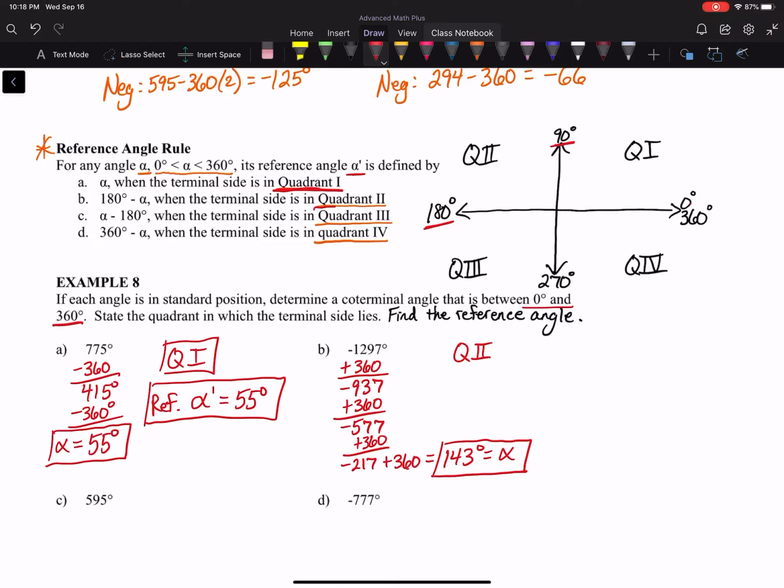And if it's in quadrant 2, then we say 180 minus the angle. So our reference angle, or alpha prime, is going to be 180 minus 143 degrees, which is 37 degrees. So it was in quadrant 2. Our angle was 143 degrees. Our reference angle is 37 degrees.